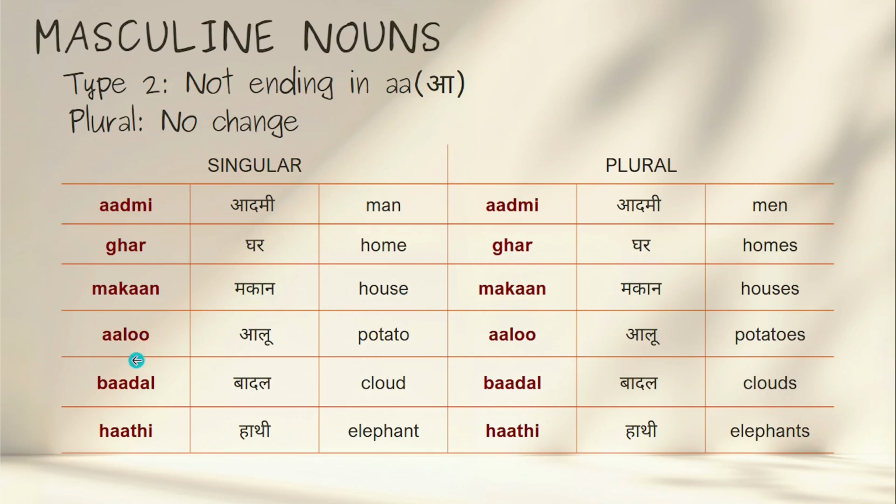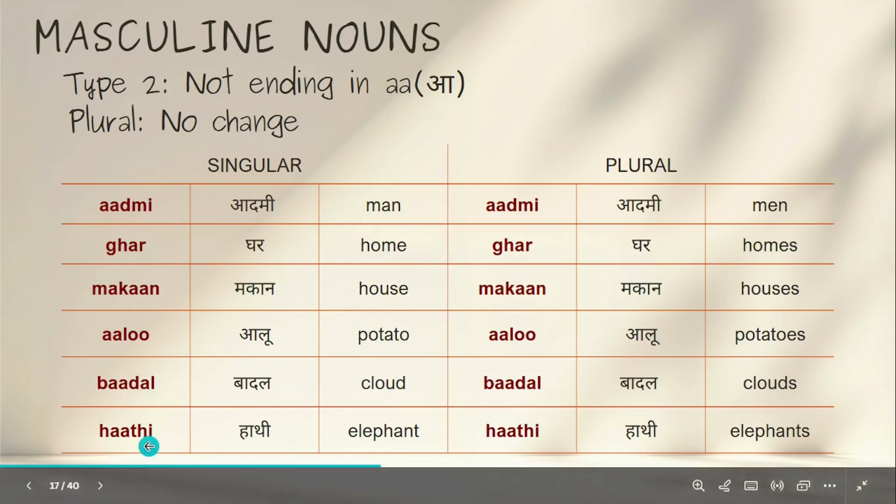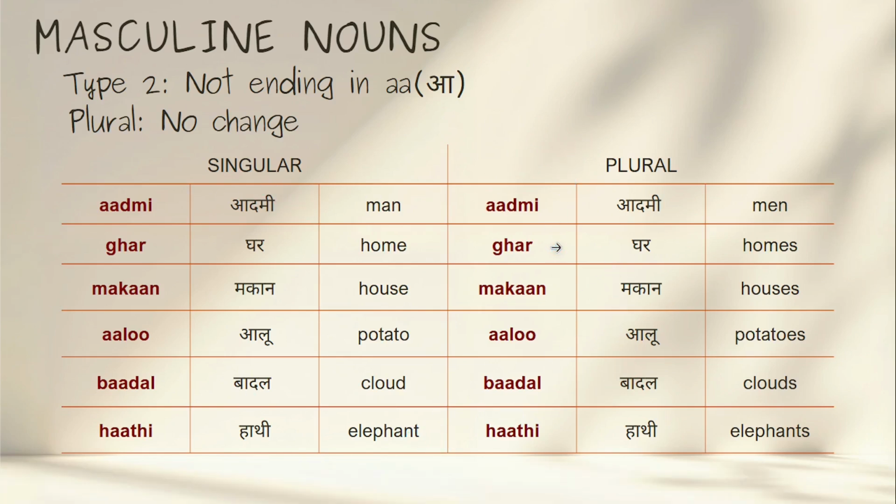Then aloo, that's potato. Badal, cloud. Hathi, elephant. So all of these are male words and the plurals are the same. Admi, admi, ghar, ghar, makan, makan, aloo, aloo, badal, badal, hathi, hathi. Now we'll go to the feminine words.